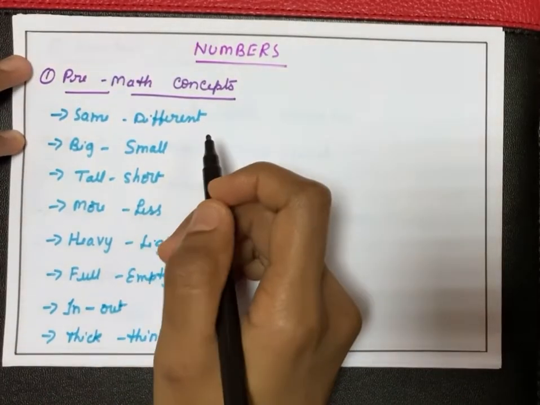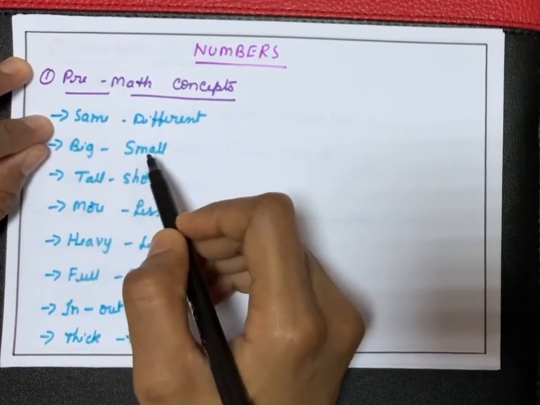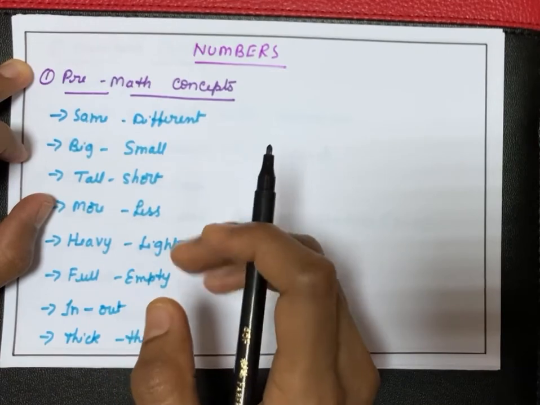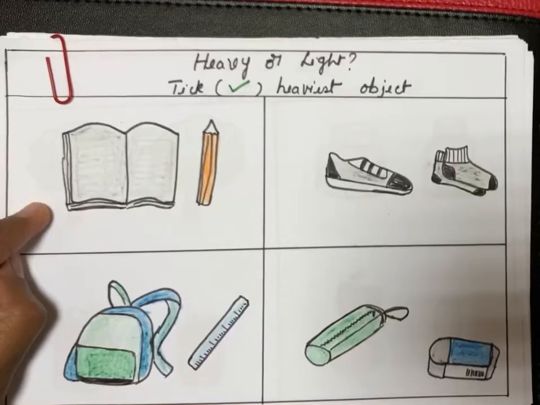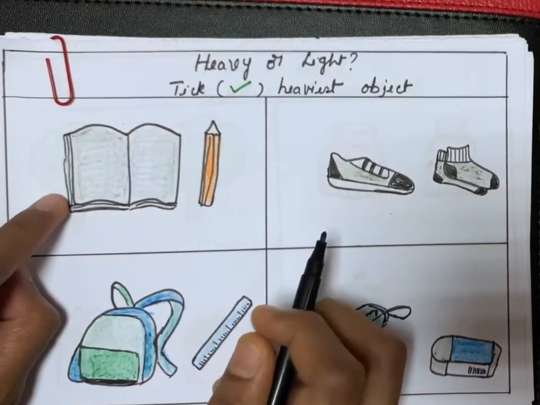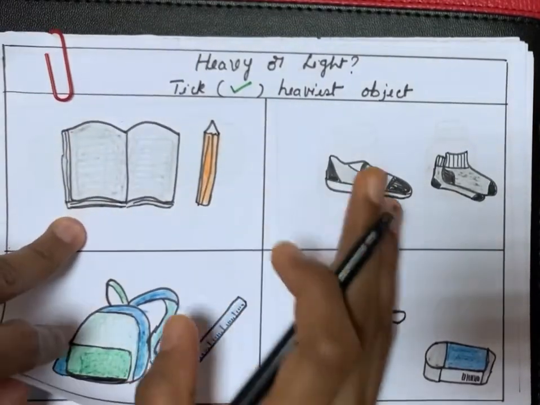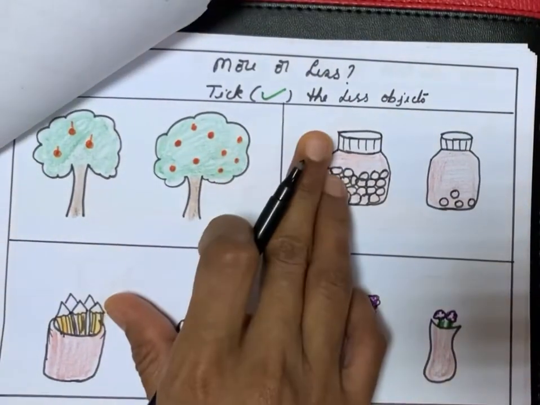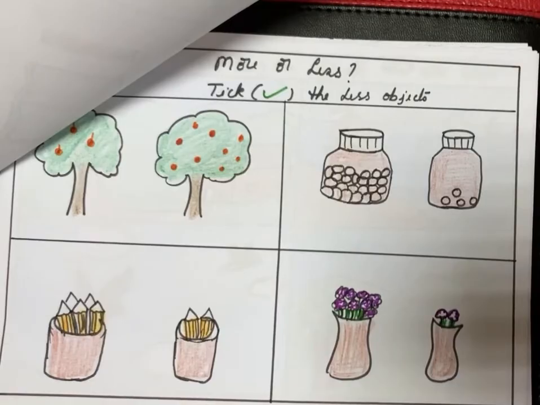In maths, first you have to teach your kids pre-math concepts like same, different, big, small, tall, short, more, less. For these types of books will be available in the market. You can use them to teach your kids, or else you can prepare these types of DIY worksheets to teach your kids on the pre-math concepts. This is heavy and light, and next is this is more or less. So like these types of worksheets you can prepare.